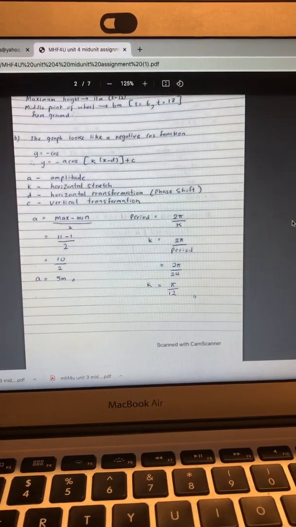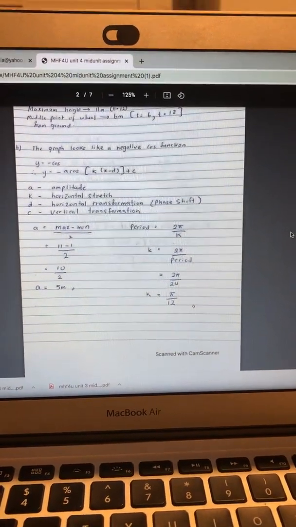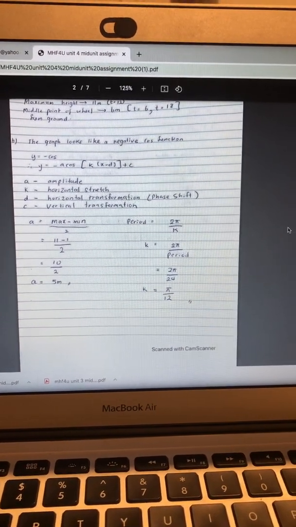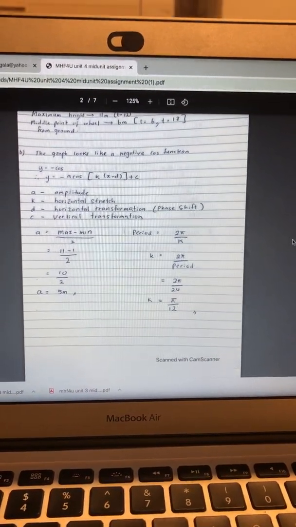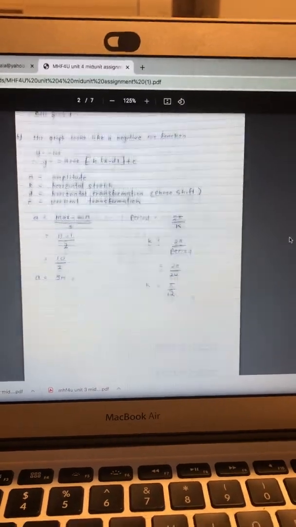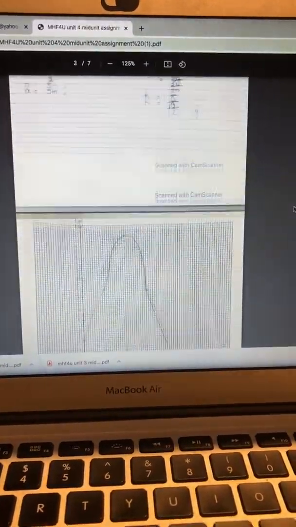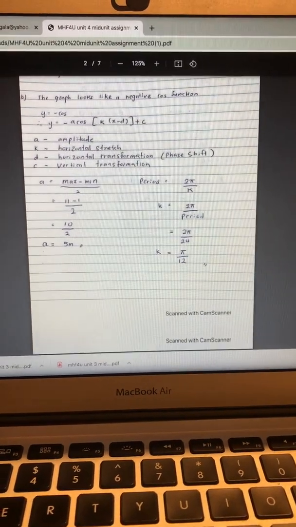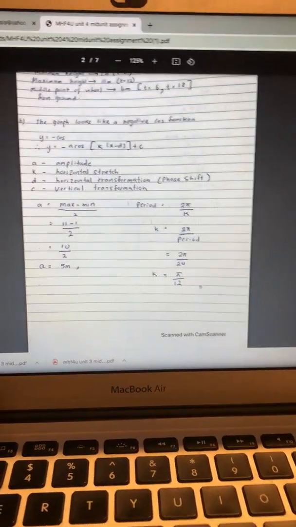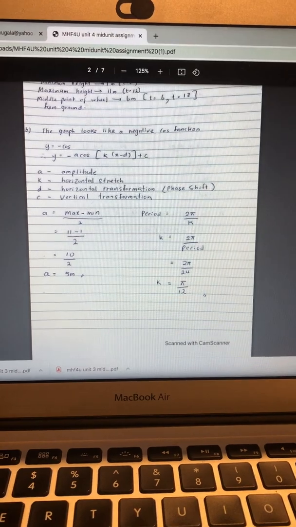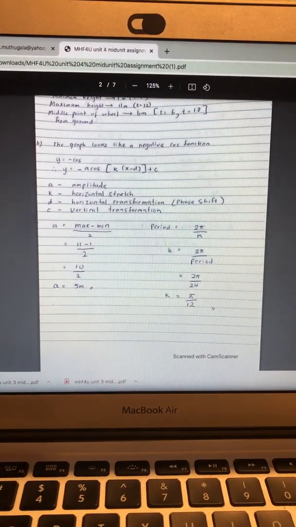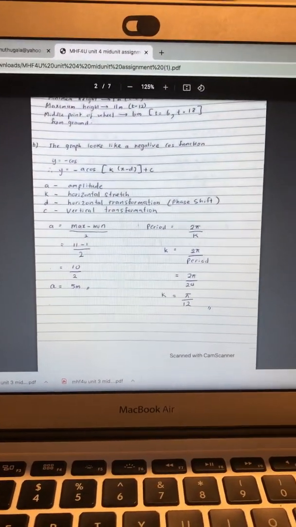The graph looks like a negative cos function, therefore y is equal to minus a cos bracket k x minus t closing bracket plus 6, where the graph looks like this. So A is taken as amplitude, k as the horizontal spread, t as the horizontal transformation, which is a phase shift, and c as the vertical transformation.